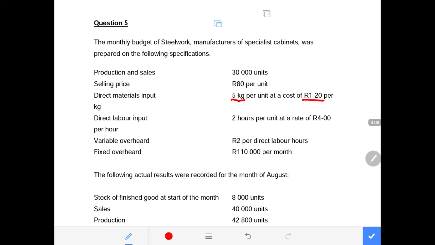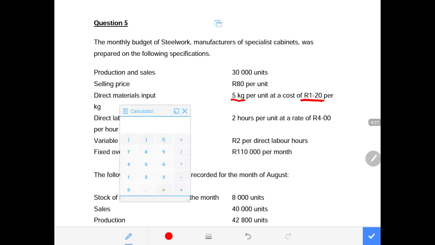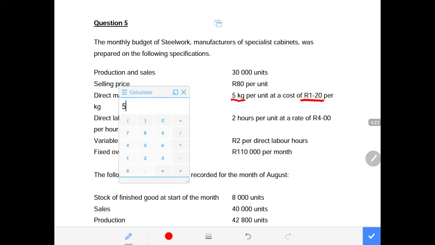And the cost to buy 1 kg is budgeted to be 120 cents. So now if we need to know the material cost per unit, it will be the kgs that are required times the price per kg. That means the cost of the direct material to complete 1 unit will be 6 Rand. So now I will leave it there. We'll deal with that as we continue.